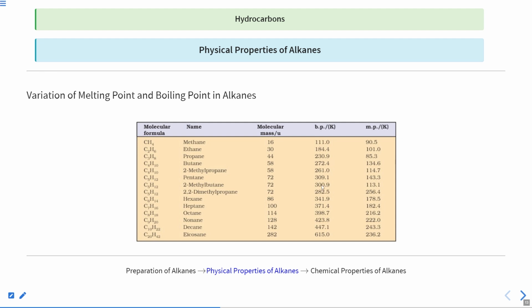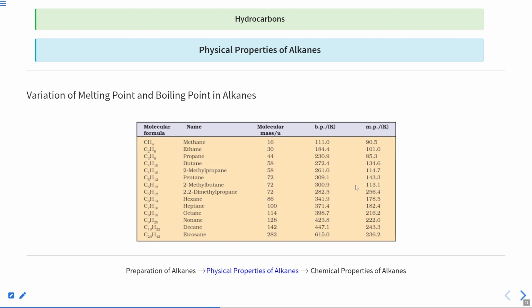Molecular mass is the same for these three. These three have a similar molecular mass, but this one is normal pentane, so it will have a linear chain. If you convert it to 2-methyl butane, then it will have a branched chain. If you substitute it twice, that will result in an even more branched chain. And hence, as the branching increases, the boiling point is decreasing, and you can see that the melting point is also decreasing.